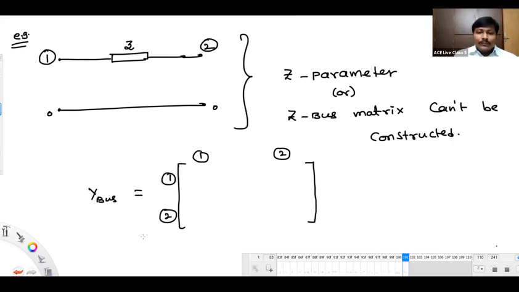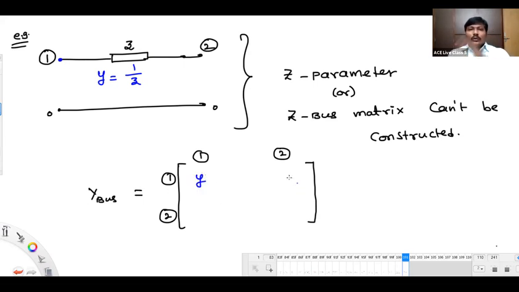Okay. What is Y11? For example, you assume that this is having an admittance value Y equals to 1 by Z. To the node 1, how many admittances are connected? Only one admittance. That is Y. That Y itself is capital Y11.